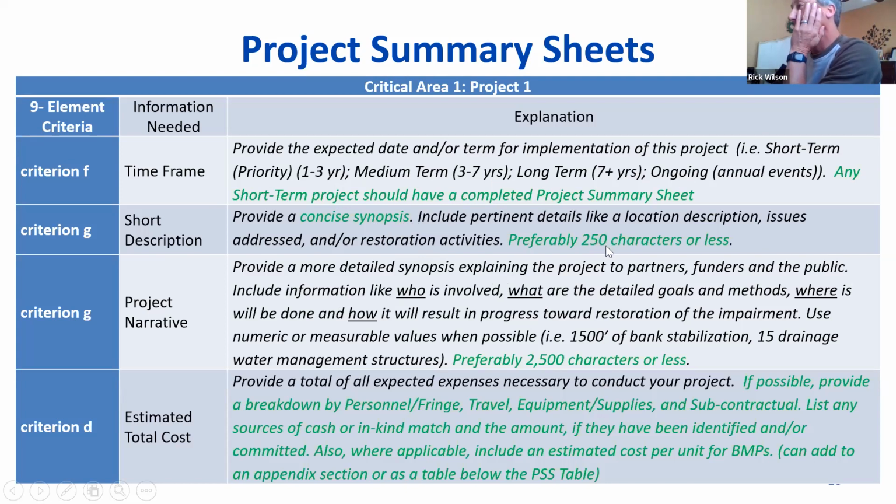Short description, 250 characters or less. That's not very long. That's a paragraph. Concise synopsis. This would be something, if I had to tell somebody how great it was that we were going to give your organization $150,000 to do a project, but I only had about 30 seconds to do it. That's what I would want to see here. But as much information in a concise way as possible. Now the narrative talks a little bit more about how it's going to happen, who's involved, where is it going to be done, how will, all these things that talk about how fleshed out the project is.